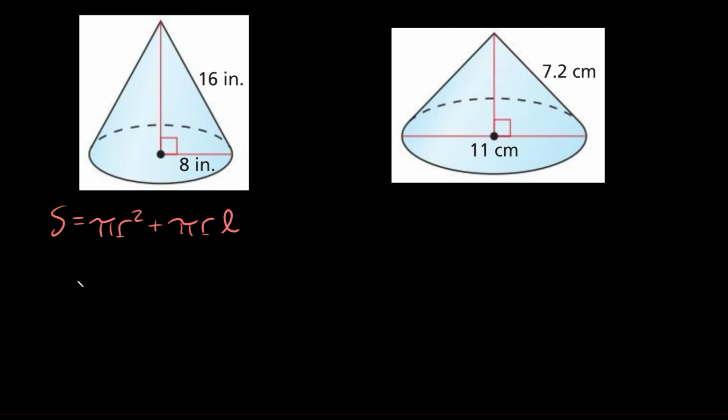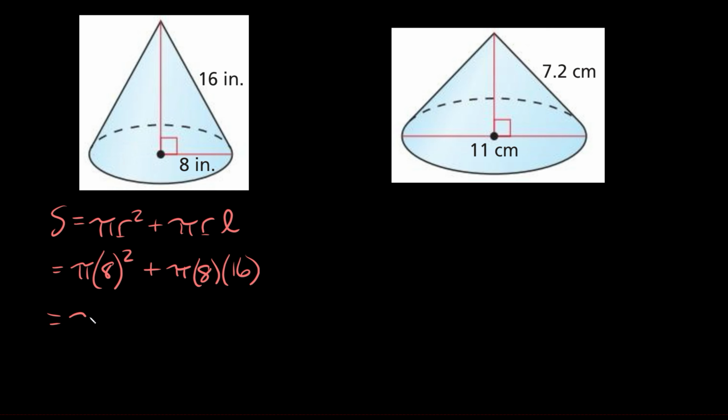Okay, so if we wanted to find the surface area of this first problem, this is going to be equal to pi times the radius squared. The radius here you can see is 8 inches, so we'll say 8 squared plus pi times the radius, which again is 8, times L, which again is this slanted height. It's not the vertical height, just the slanted height, the hypotenuse, which here is 16.